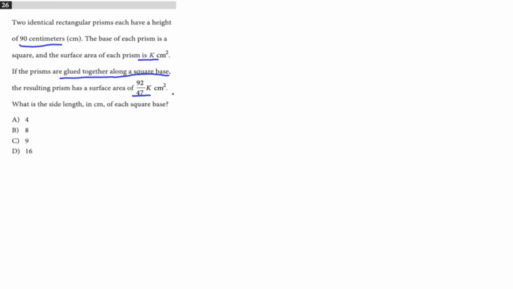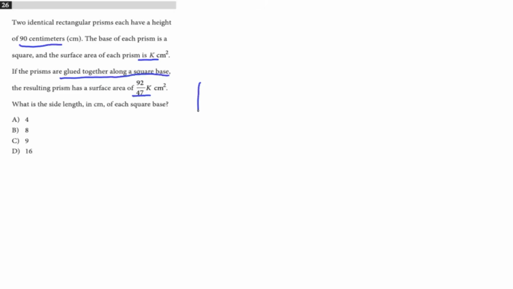92/47 K. So what you have to gather from that is, you see how that number is almost 2K, but not quite. And the reason is because we're gluing the bases together, so that inside base is not going to be on the outside. So it won't count towards the surface area.